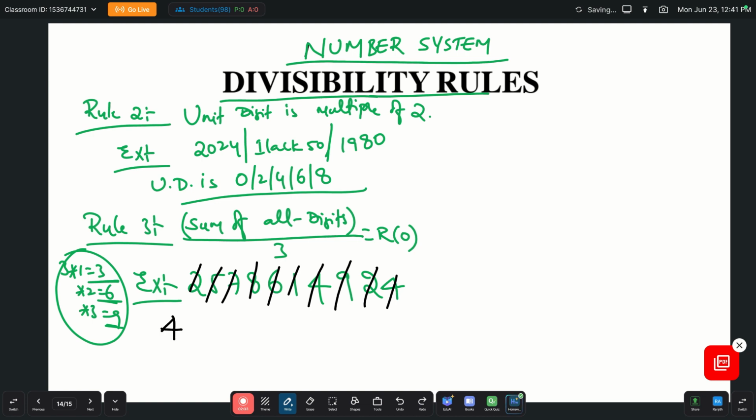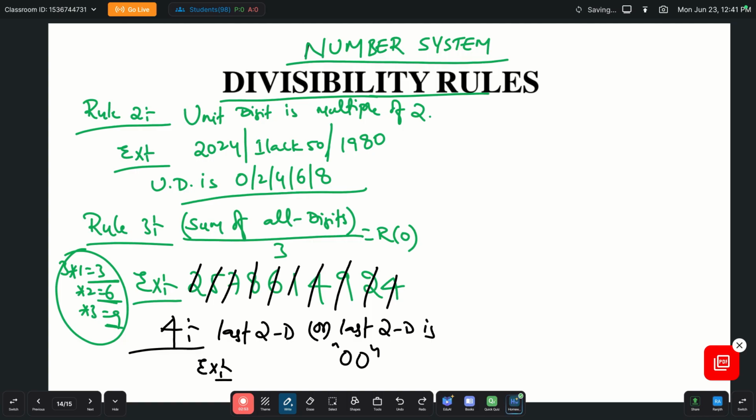Next, what is the divisibility rule for 4? If the last 2 digits are divisible by 4, or the last 2 digits are 00, then the total number is divisible. Examples are 2024 or 2000.